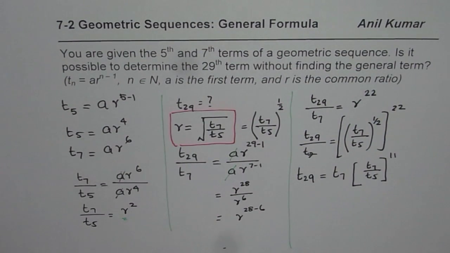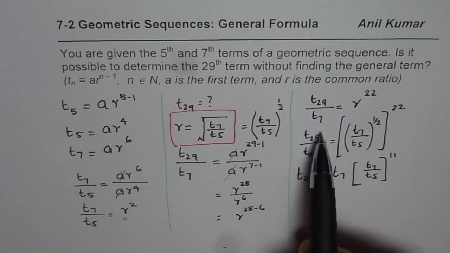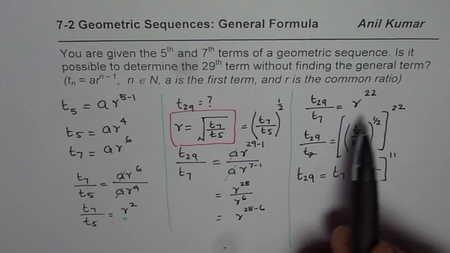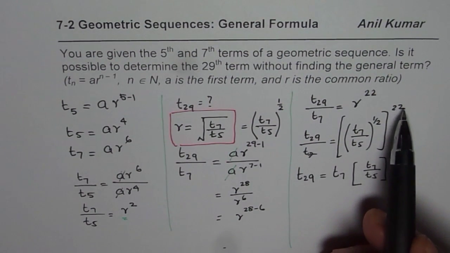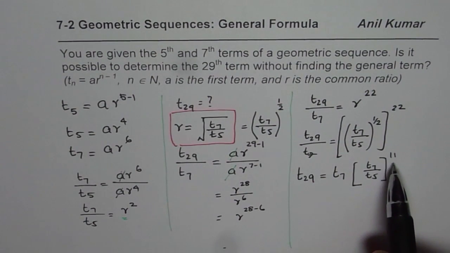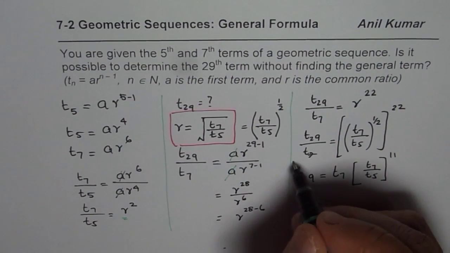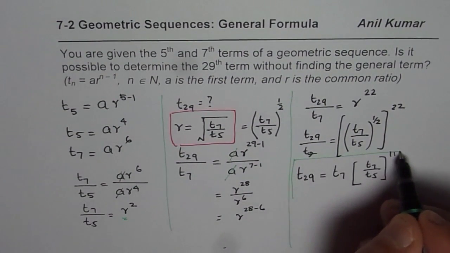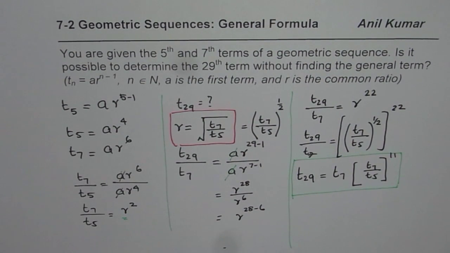Correct? Well, if you used T5, you could have also found a similar formula, but in that case it will be T29 over T5, right? So in that case it will be 24 divided by 2, which is 12. So we get a similar formula using T5 also. Anyway, that is how you can find the 29th term knowing the 5th and 7th terms.